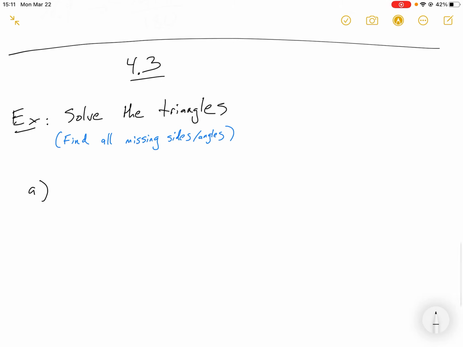Let's do a problem. Let's have a right triangle. Let's do 32 degrees here. The opposite side is 50. And so we don't know what this angle is. I'll call it angle A. I don't know what this side length is. I'll call it X. And I don't know this side length either. So this will be X and Y.